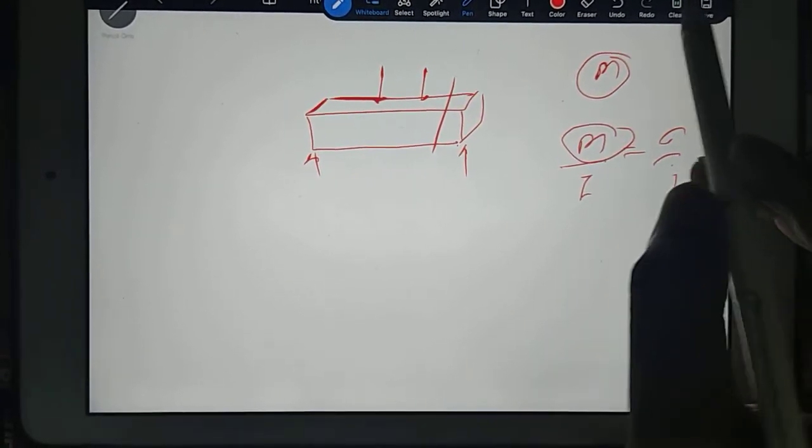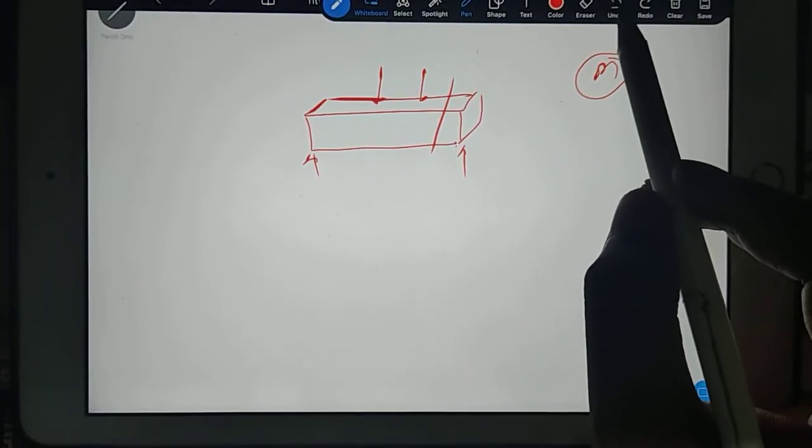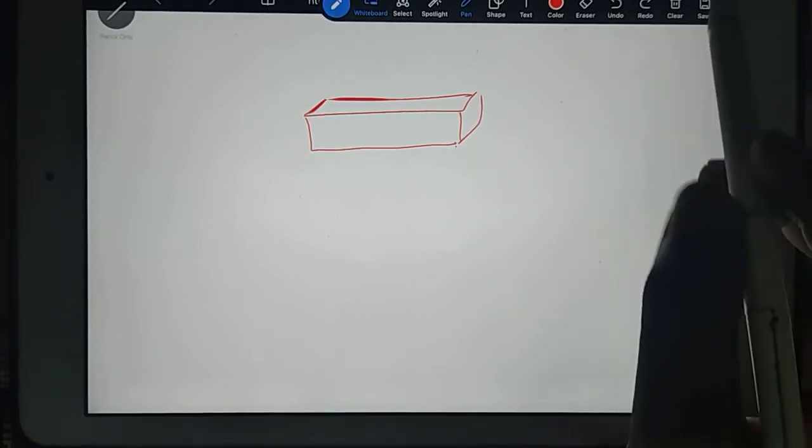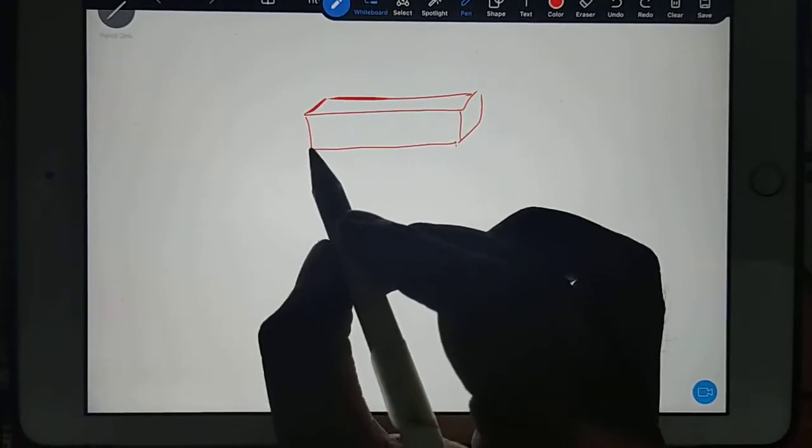So that bending moment we have to find out. It means our job is first to calculate the bending moment. So if you want to calculate the bending moment, what is our basic approach? Simple. First you find out the reactions.